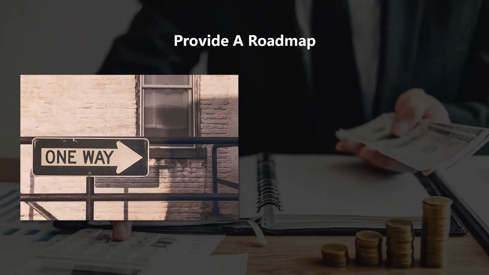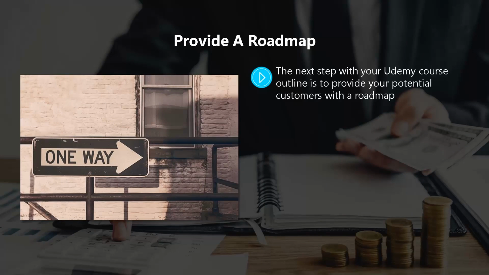Provide a roadmap. The next step with your Udemy course outline is to provide your potential customers with a roadmap. You want to minimize the number of steps as much as you can here. If a potential customer sees many steps involved to achieve the results they want, then they may try to find a similar course with less steps.